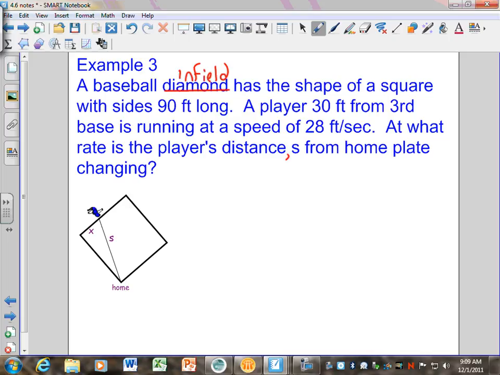I used X as the distance from the player to third base, which they actually give you. But again, you have to label the variable if you're going to take the derivative of this. So I wrote X equals 30 feet, because the player is 30 feet from third base. But I need to write it as a variable because this would be the player's distance from third base, but we also have the rate that he's running, right? Like the rate of the distance. Does that make any sense at all?